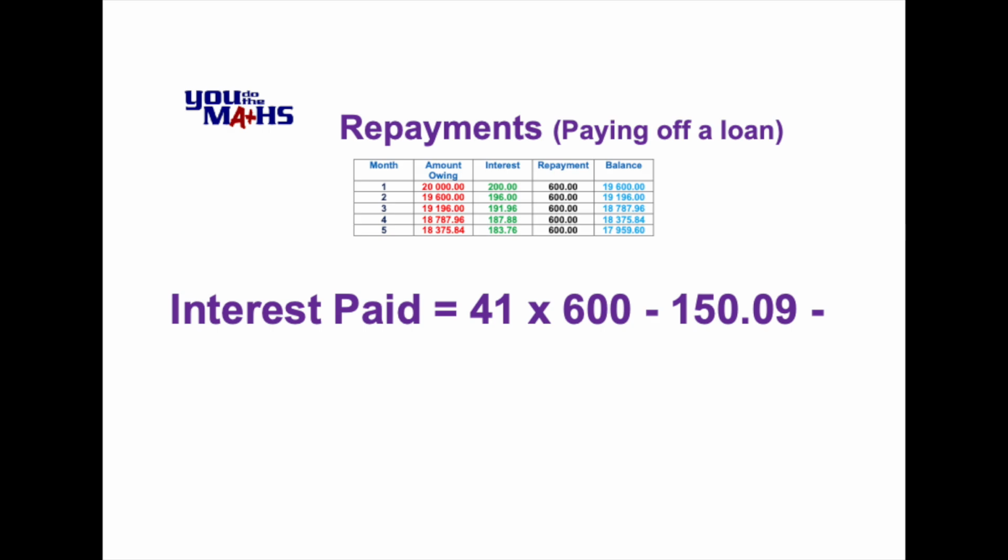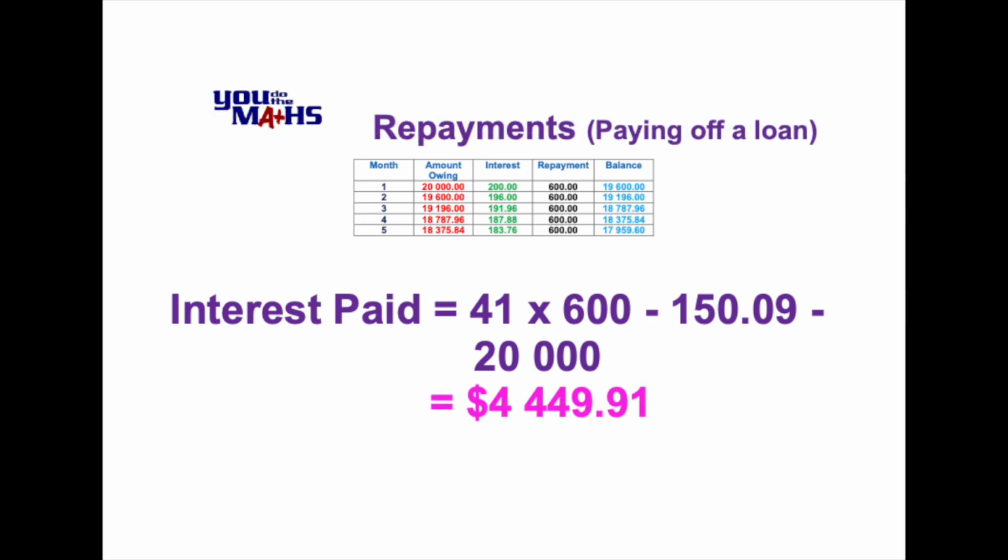But we're also going to take off $20,000 because that was money that he actually did owe. The interest is the extra money. So in this case, the extra money comes to $4,449.91, just as the amortization app told us.